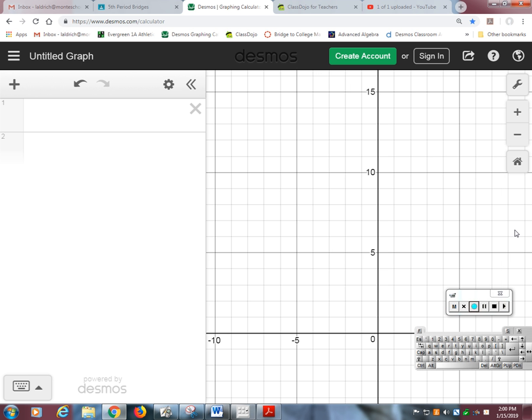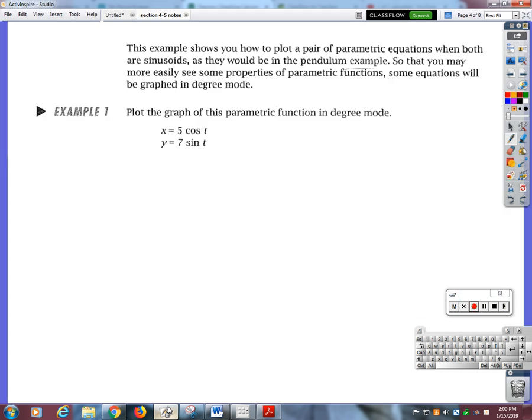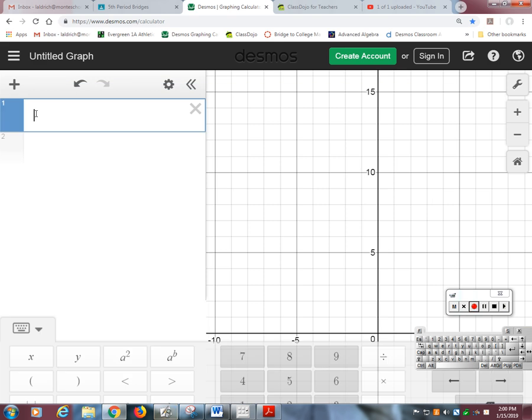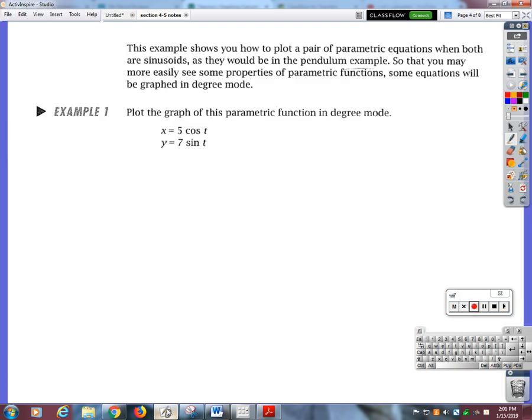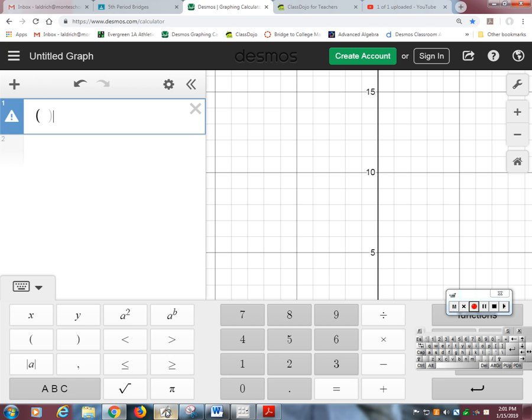Then the first thing we're going to do, okay, so we're graphing this in parametric mode. So what that means is, what you can see here is instead of y equals something x, I have x equals something t, and I have y equals something t. So the way that you graph this on Desmos is you go parentheses, and then our first equation is 5 cosine t, so I'm going to type that to start with.